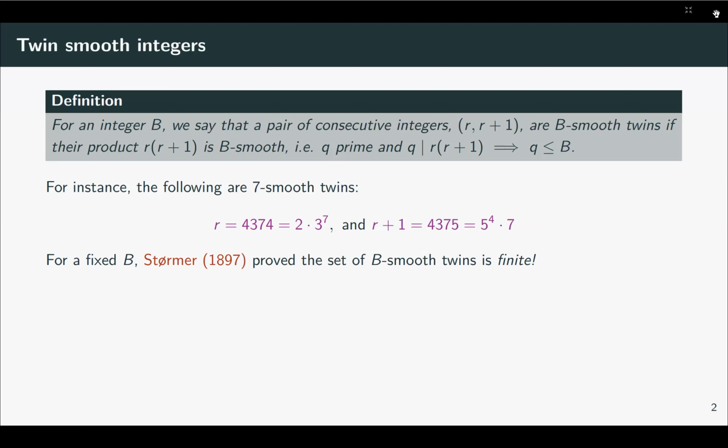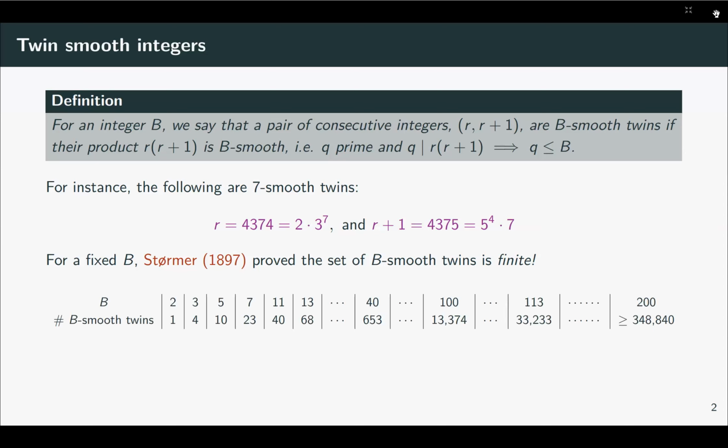What I think is a little bit surprising is that if you fix a smoothness bound B, then the set of B-smooth twins is finite. This is contrary to some other results: in the prime number setting, we conjecture that there are infinitely many twin primes, and in this setting it is the exact opposite. We have an actual proven theorem that says that the set of B-smooth twins is finite, and we can actually count all of them. In particular, this example 7-smooth twin that I have up here is the largest among all 23 7-smooth twins that we have.